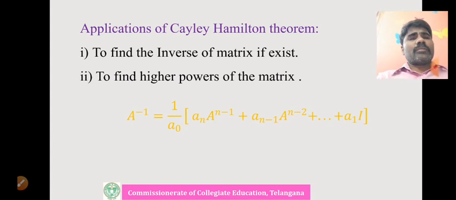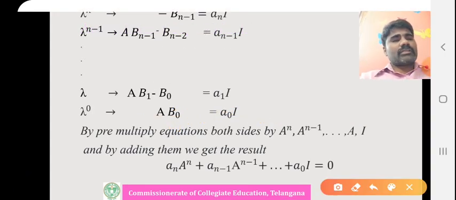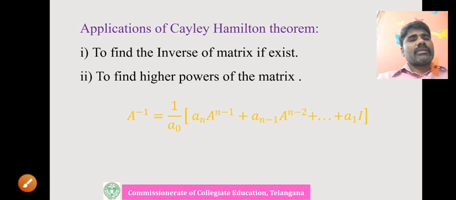And one more application is to find the higher powers of the matrix. The higher powers also we can evaluate by using the Cayley-Hamilton theorem, which we will see in the example. Now A inverse is given by multiplying this equation on both sides by A inverse and simplifying it. We will get A inverse equals 1 by a0 into [a_n times A^(n-1) plus a_(n-1) times A^(n-2) plus and so on up to a1 into I].